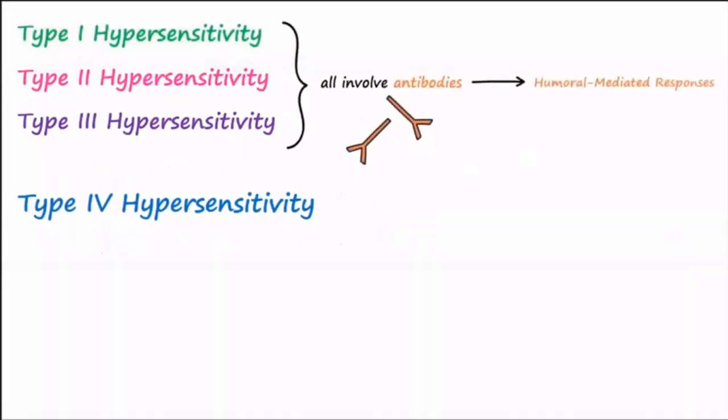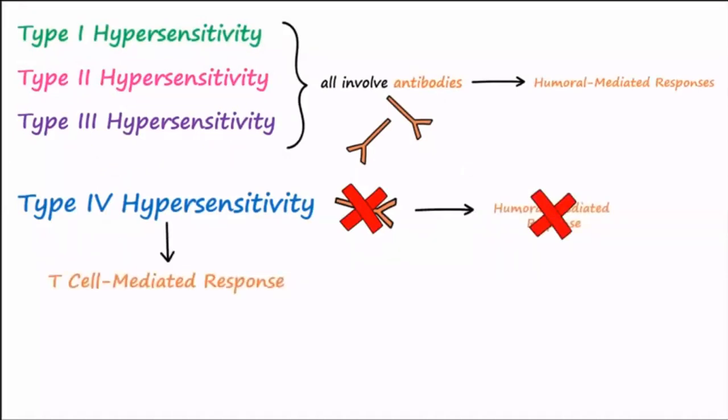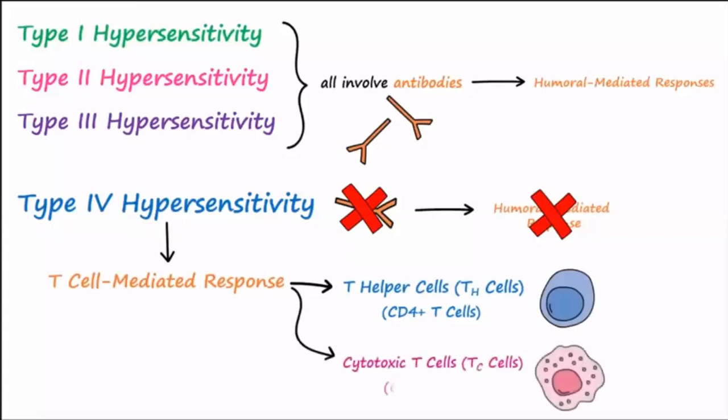In contrast, a type 4 hypersensitivity reaction does not involve antibodies and is therefore not a humoral-mediated response. It is a T-cell-mediated response. This is because a type 4 hypersensitivity reaction involves T helper cells and/or cytotoxic T cells.